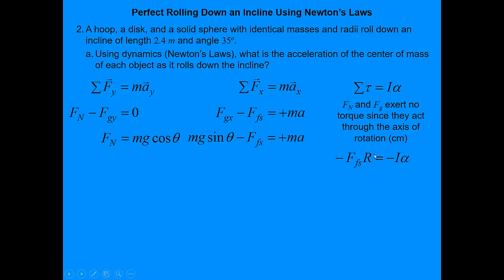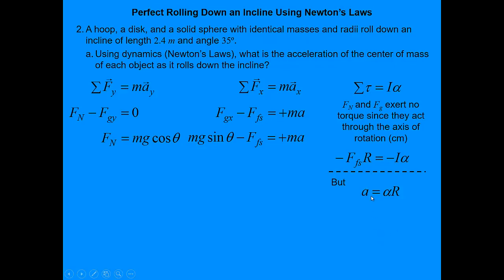Now, we're mixing things here. We've got linear things here and rotational things here. So let's do a little substitution and try to put it into similar terms. The substitution we can use is that the acceleration of the center of mass of this perfectly rolling object is equal to the angular acceleration times the radius. Remember that? That's one of the things we derived about perfect rolling.